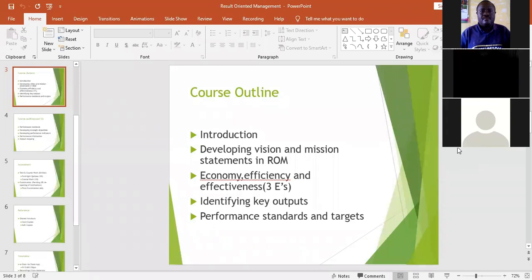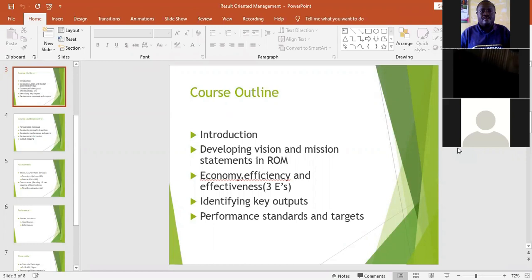Maybe I repeat the definition for those who are just joining. ROM is a new phenomenon which has been introduced by some organizations in Uganda, for instance, the public service, after realizing that they wanted to improve issues of quality, quantity, cost, and to be cost effective. ROM is intended to ensure that there is a minimization of wastage of resources by organizations.